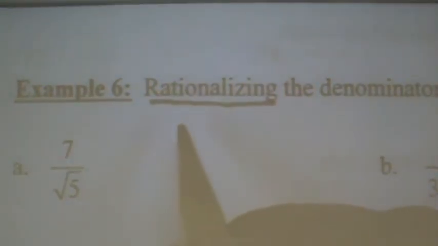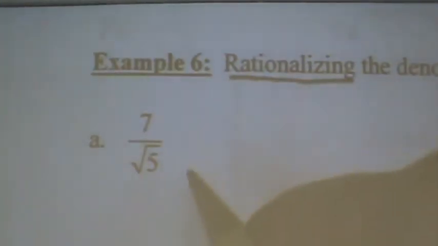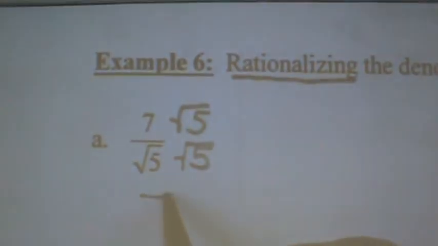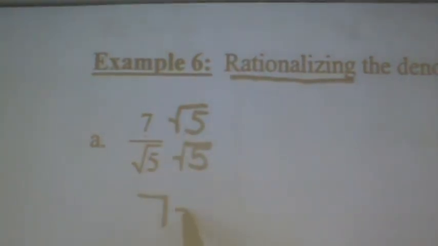Okay, what are they asking you to do on problem 6? Rationalize. What does that mean? It means to get rid of the radical. So how do you get rid of this radical? Times square root 5. So what's the answer now? 7 square root 5 over 5.